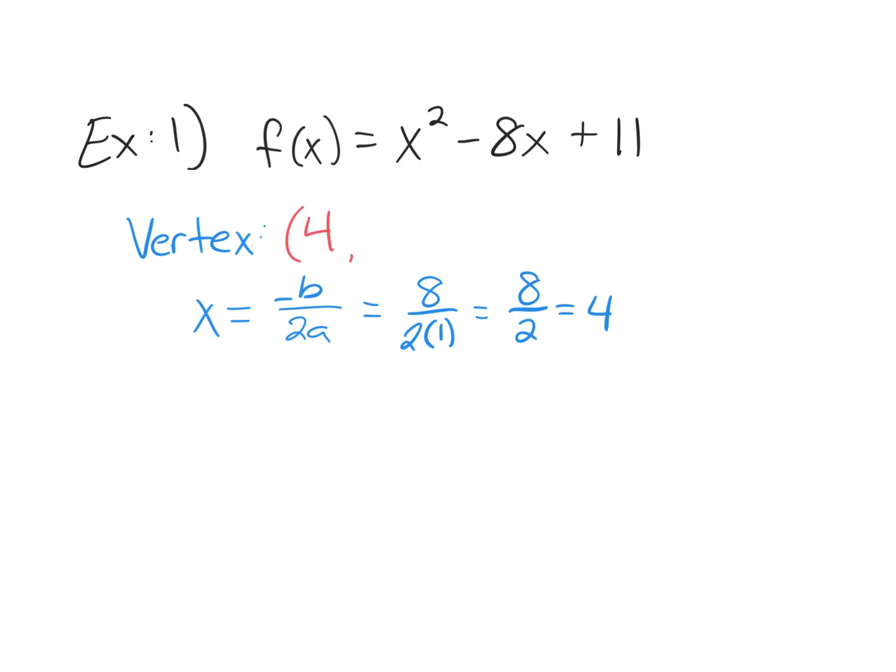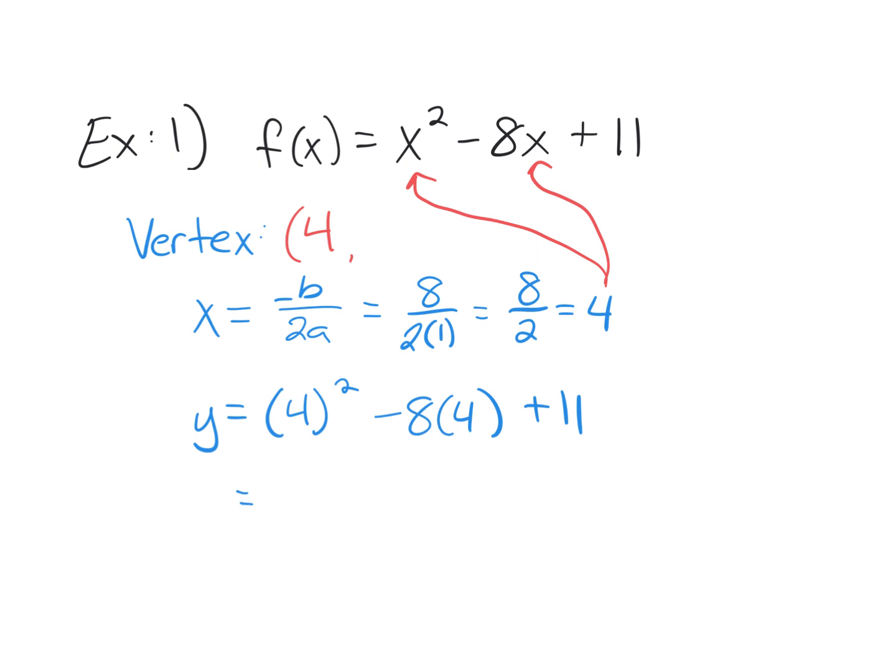How do I find the y value? The y value is plug x into the equation. Yep. Way to use your notes. Good job. So y equals, when I plug it in, make sure you're putting parentheses around it. 4 squared minus 8 times 4 plus 11. What's 4 squared? 16. 8 times 4? 32. And then we have plus 11. Okay, so I take 16 minus 32 plus 11. That gives us negative 5. What did that just give me? That's the y value, negative 5. Yep.